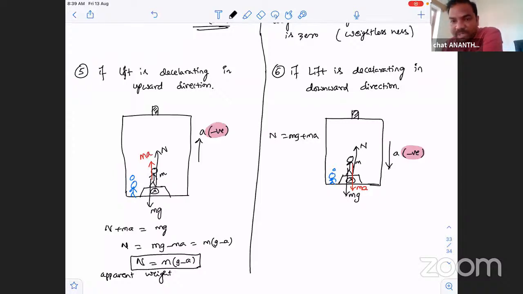See, everywhere we are balancing the forces. Why? Because we have taken the observer inside the lift. With respect to the observer inside the lift, the person will be seen at rest. That's why all forces are balancing.